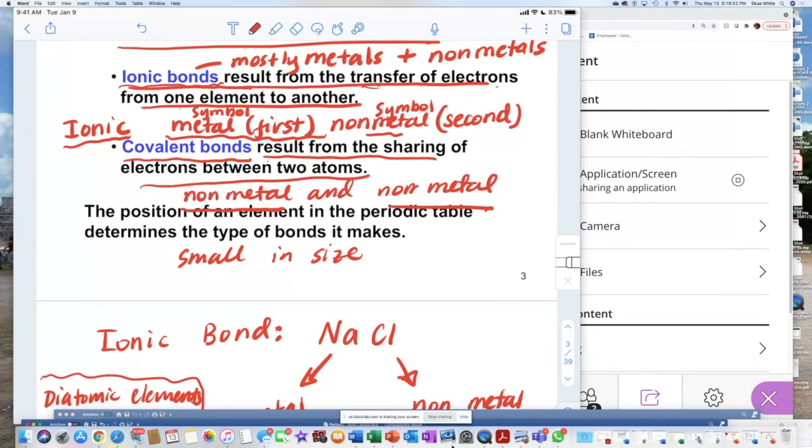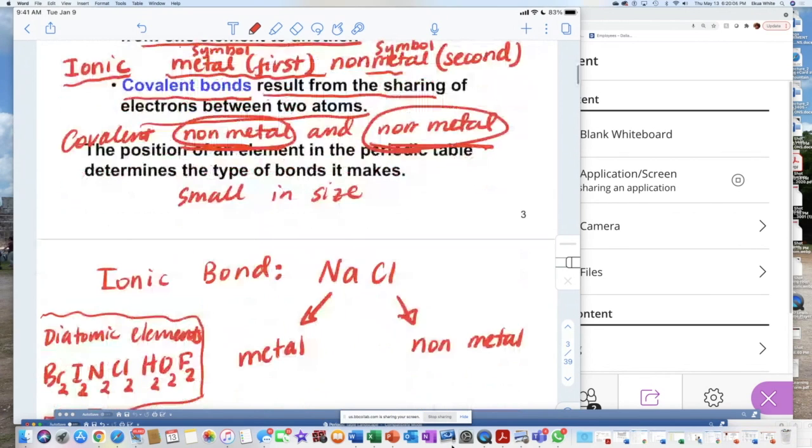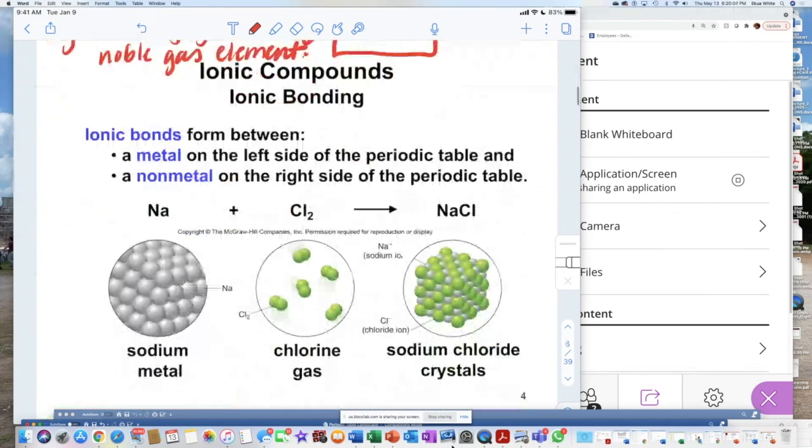When you're judging a covalent compound, once again, look at the first element. Is the first element a non-metal? Check. Second element, non-metal? Check. You're dealing with a covalent compound. Okay, and so how do these form bonds? They form bonds by sharing electrons.